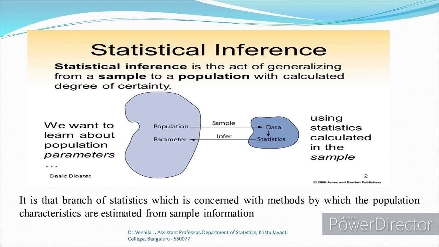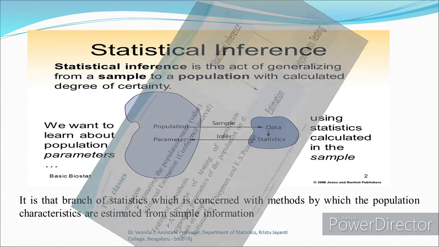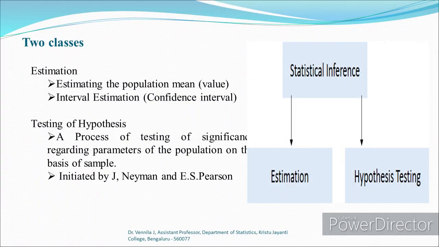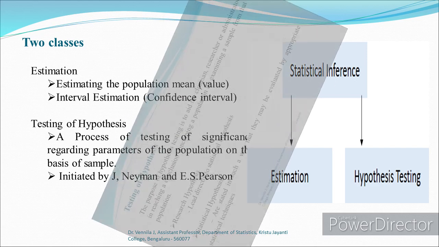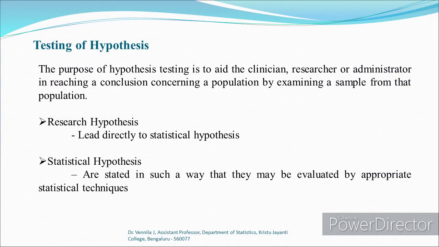Statistical inference is classified into two types: one is estimation and another one is testing of hypothesis. Estimation means we estimate the population value or the confidence interval. Hypothesis testing is a process of significance regarding a parameter of the population on the basis of samples. It was initiated by Neyman and Pearson. With the help of hypothesis testing only, we conclude the next term.